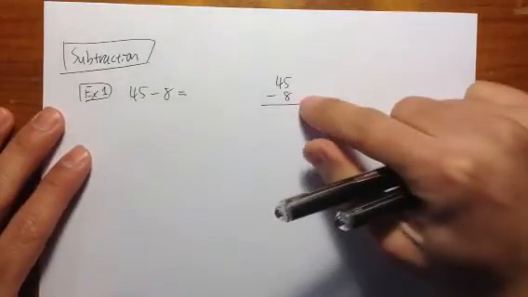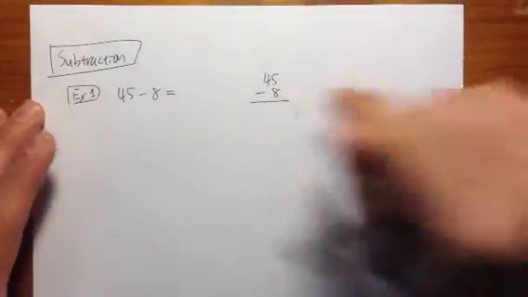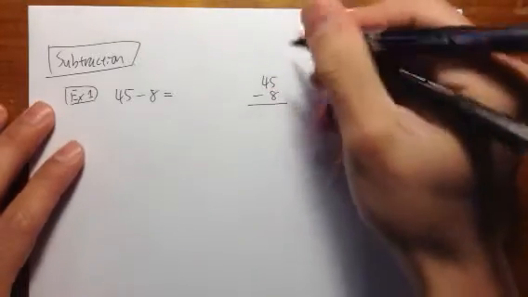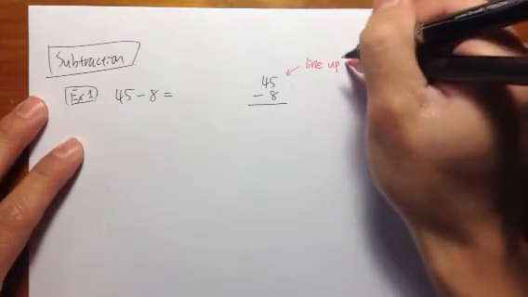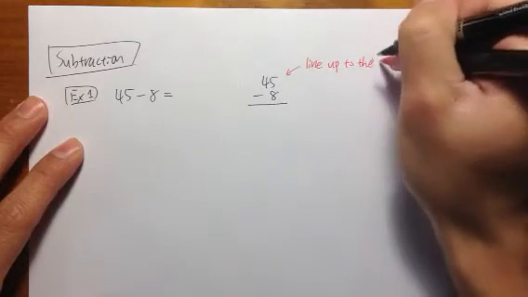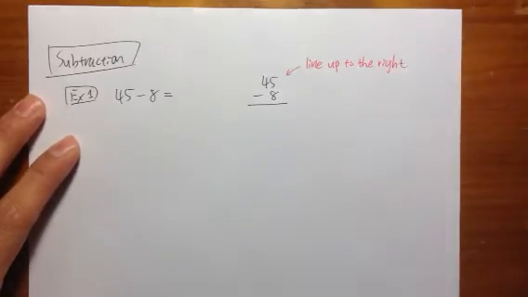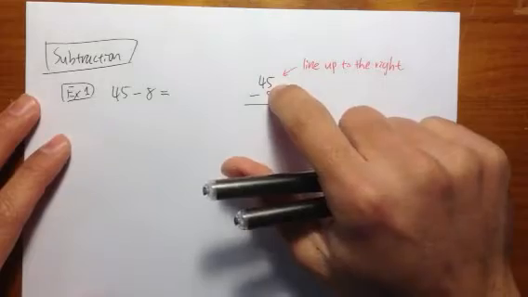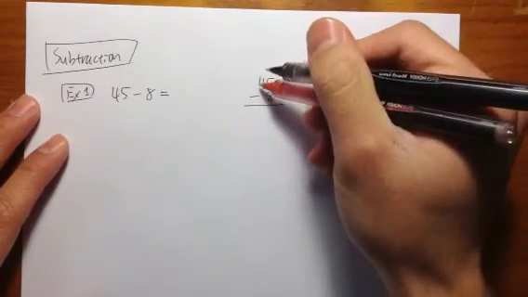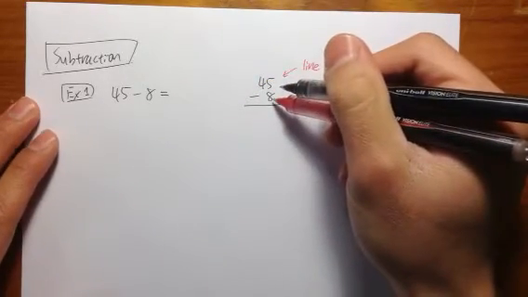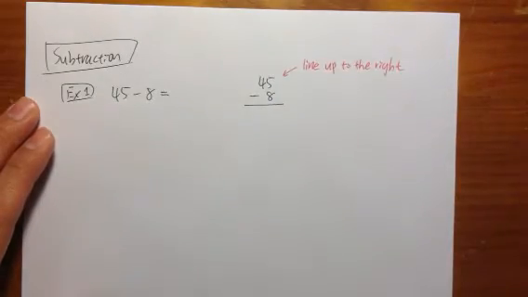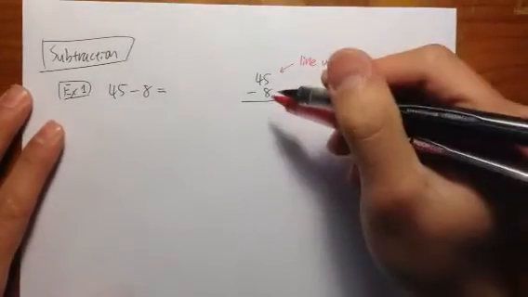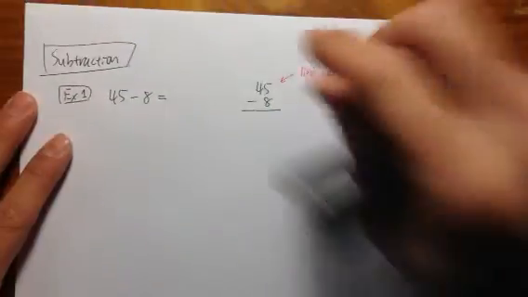Again, because they are just whole numbers, I just need to line up the numbers to the right. Right? So 45 has 2 digits, the ones place and the tens place, and 8 only has 1 digit, but you just line up the numbers to the right. Okay? And then just kind of just do it.